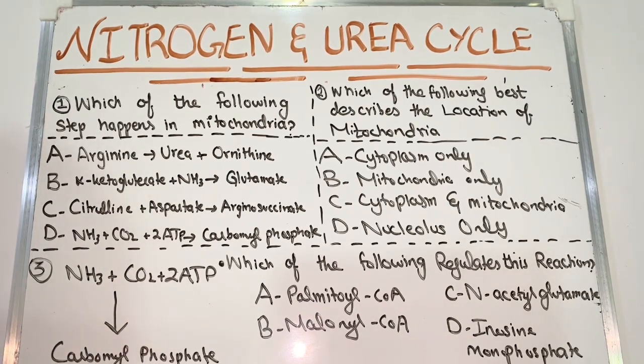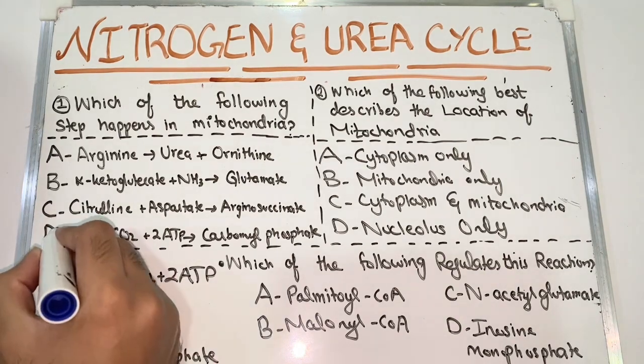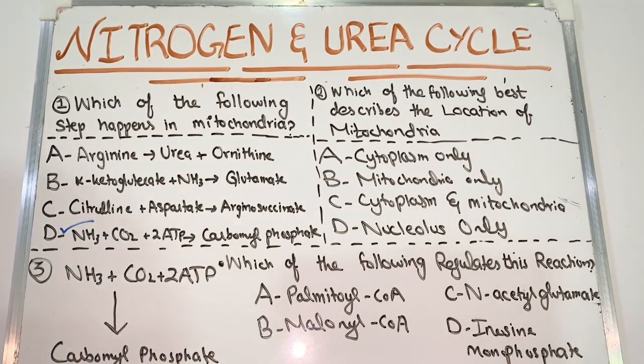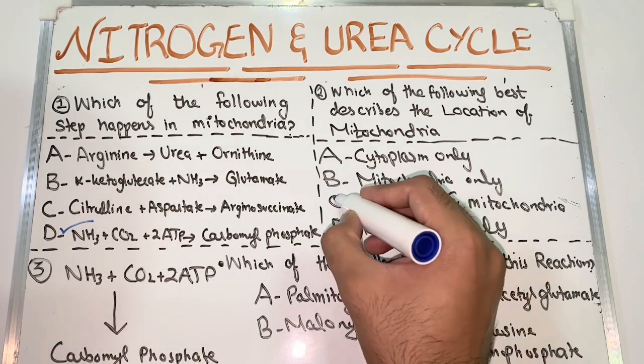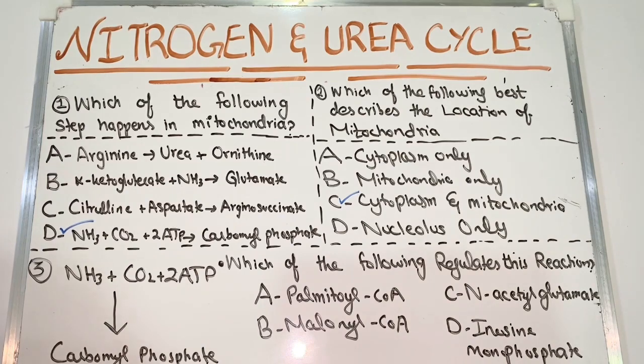Citrulline plus aspartate to argininosuccinate, it also happens in cytoplasm. So the only last option is left and it is the right answer, that ammonia plus carbon dioxide with the help of 2 ATP is converted into carbamyl phosphate. It happens in mitochondria. Second question is which of the following best describes the location of the urea cycle? It is a simple answer that cytoplasm and mitochondria is the location where urea cycle happens.